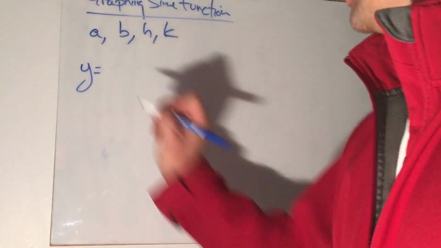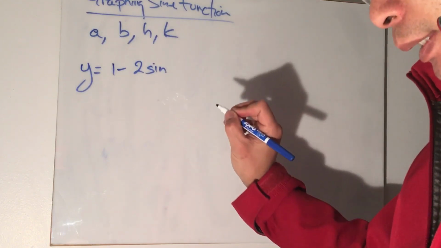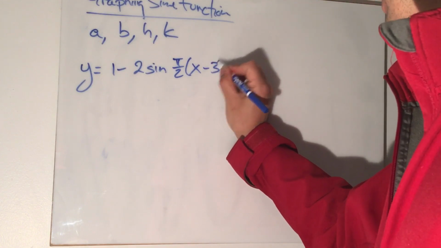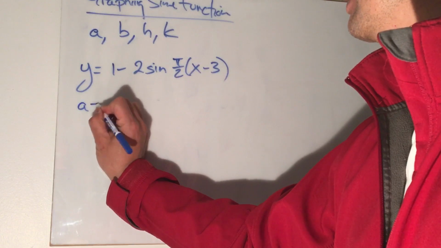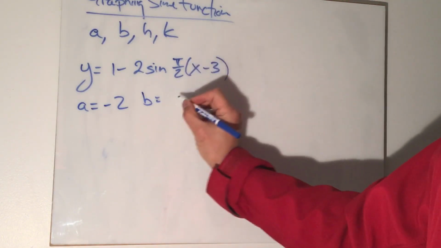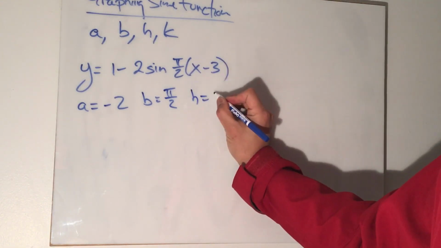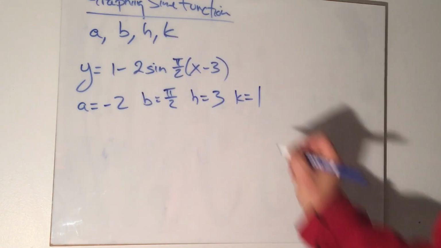Example one, let's go with y equals 1 minus 2 sine of pi over 2 times (x minus 3). If we had that as our function, we know right off the bat that a is negative 2, b is pi over 2, h is 3, and lastly, k is 1.